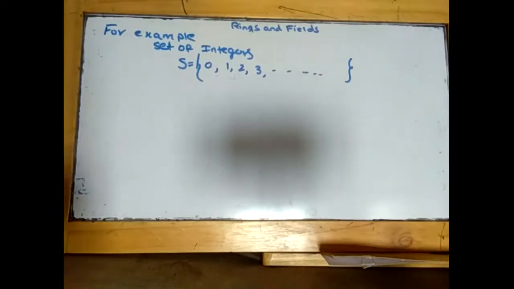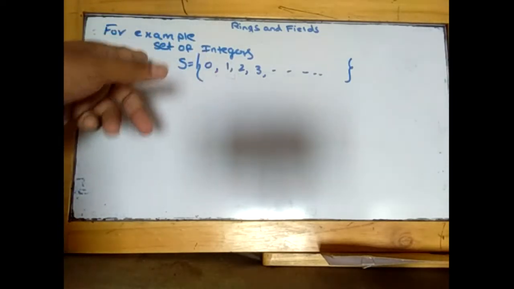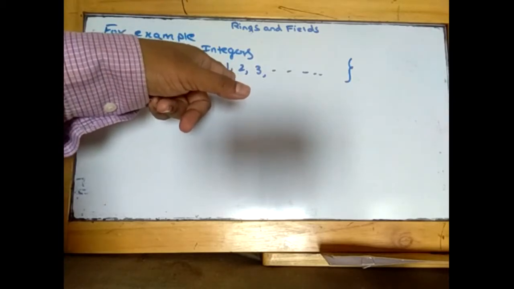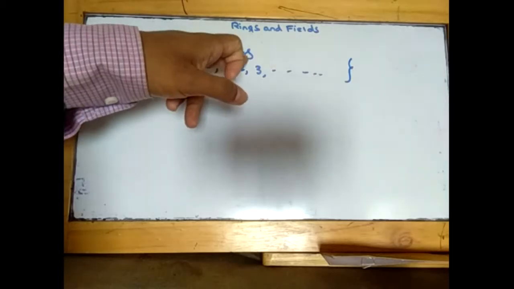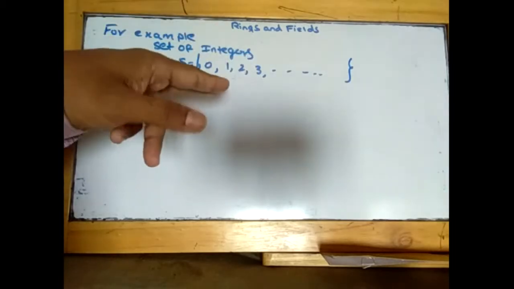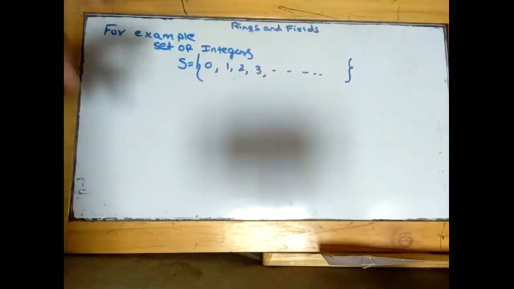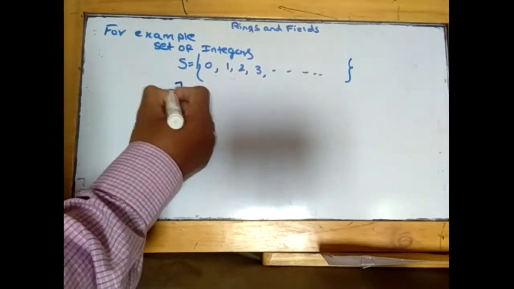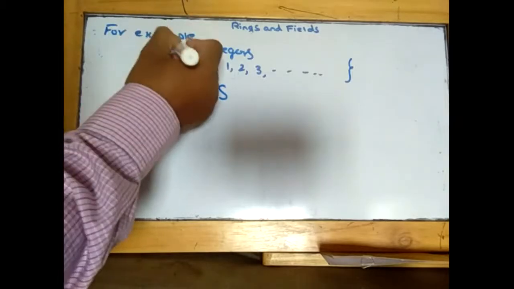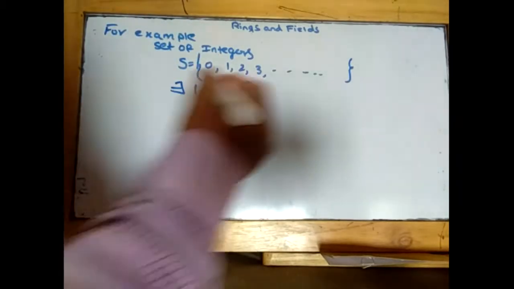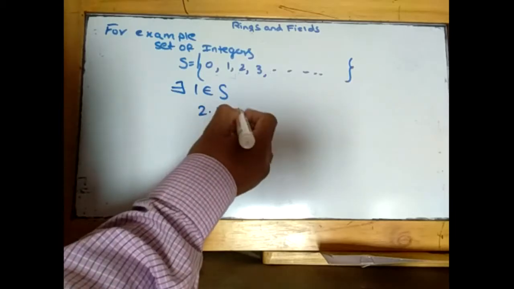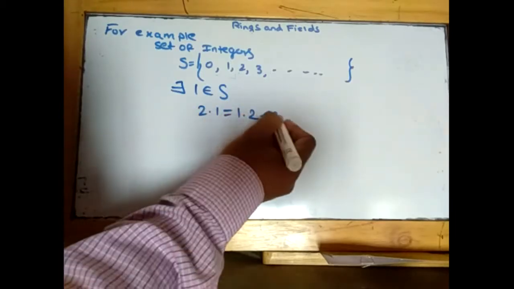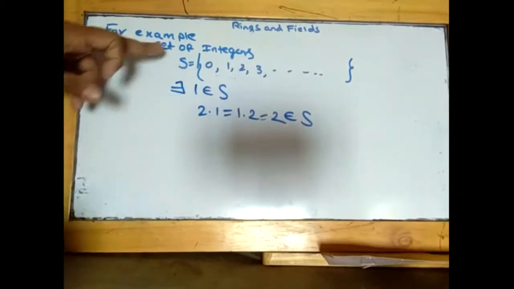And one more thing here, observe that there exists an element 1. If there exists an element 1 such that 1 into 2 is equal to 2 into 1 gives 2, that is called a unit element. Say there exists 1 belonging to this set of integers such that, take any element 2, 2 into 1 is equal to 1 into 2. It gives the same number 2, which again belongs to the set.